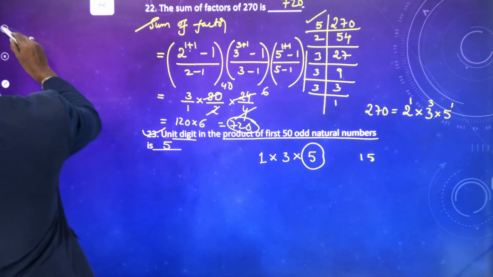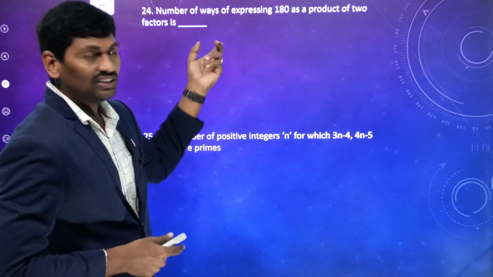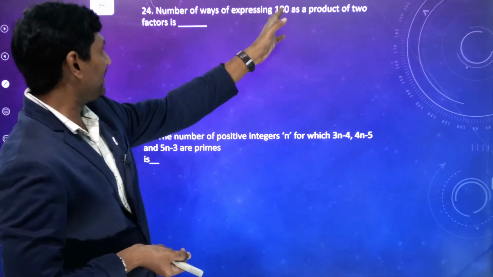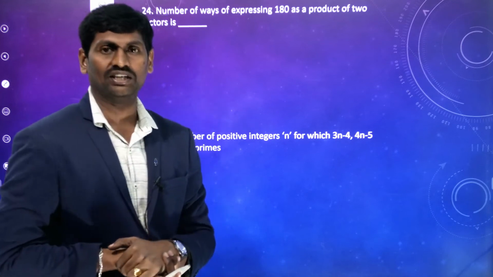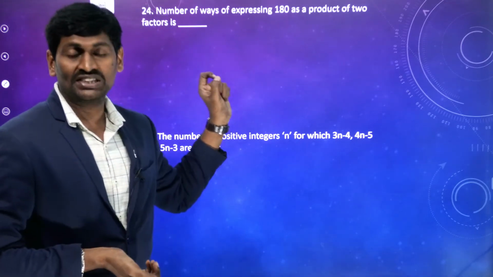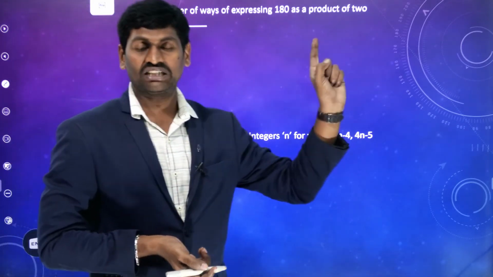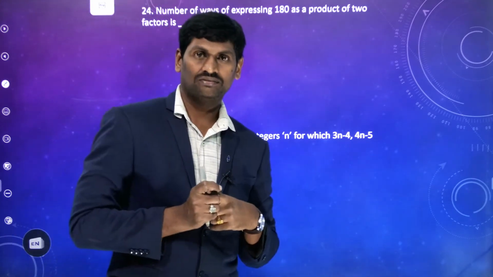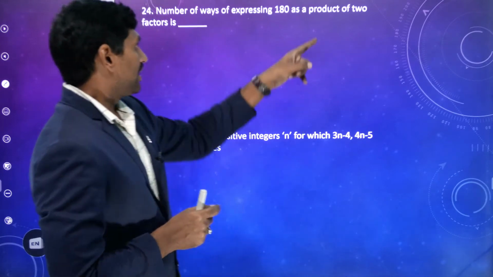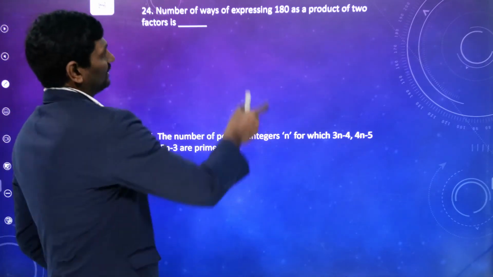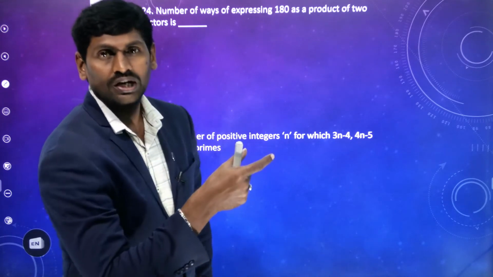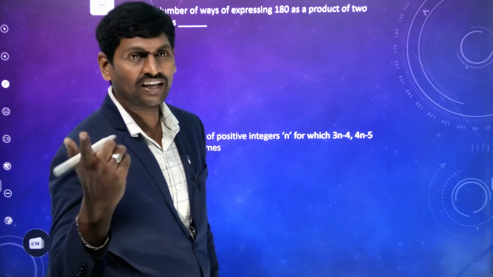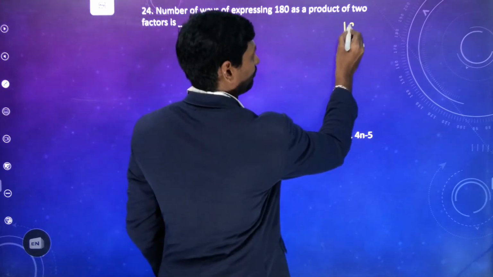Next. I am going to the next question. Number of ways of expressing 180 as product of 2 factors. We are not mentioning product of 2 distinct factors. Distinct means different factors, it should not be repeated. Okay. Coming to this 180, same way, it is also expressed as, come on, very good children, product of primes.